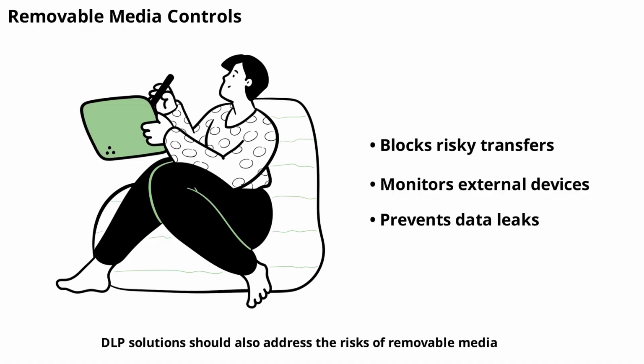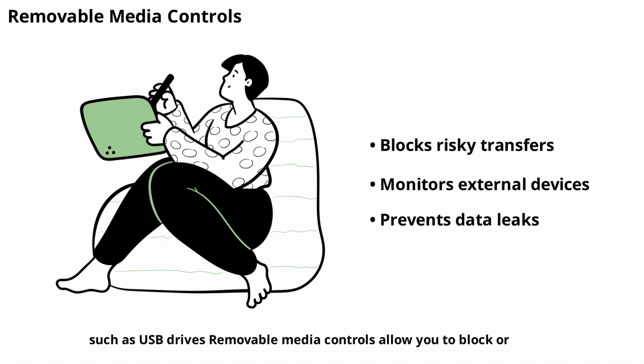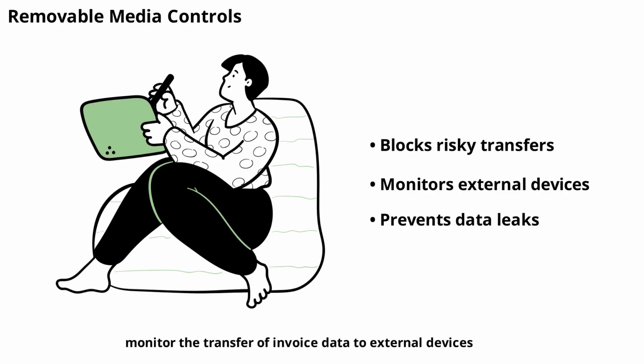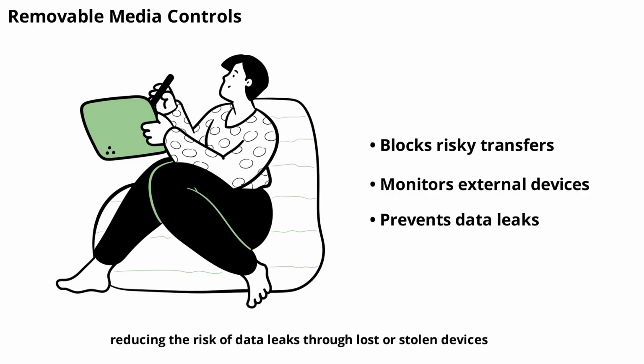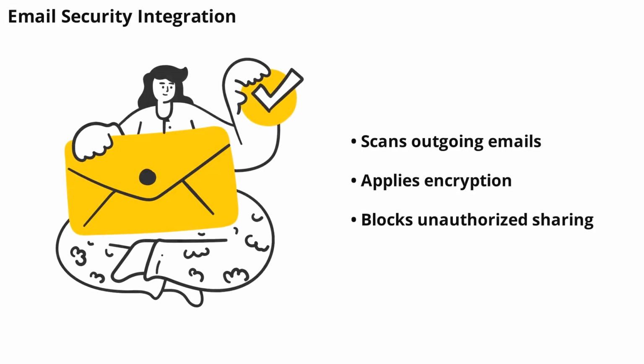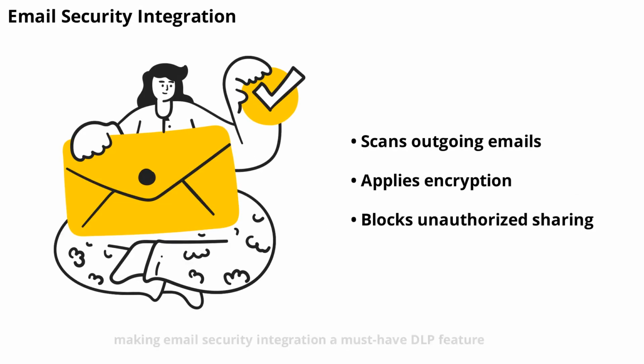DLP solutions should also address the risks of removable media, such as USB drives. Removable media controls allow you to block or monitor the transfer of invoice data to external devices. This prevents employees from copying sensitive invoices onto unapproved storage, reducing the risk of data leaks through lost or stolen devices.